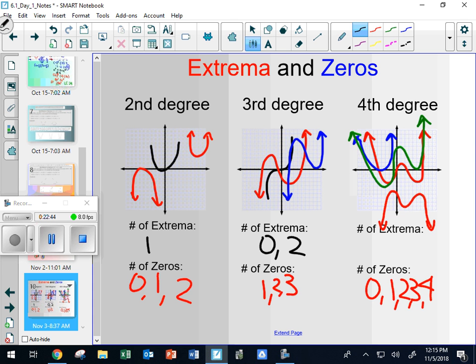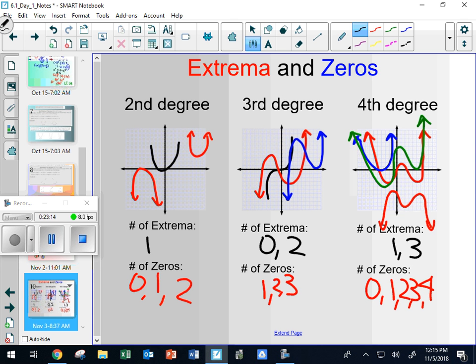And then finally, for this case over here, you could have 1 extrema, right, if it's a parabola. If it's this W-shaped, you can have 3 extrema. Do you think there's a way that you can get 2 or 4 extrema? No. So, in terms of extrema, a parabola only has 1.